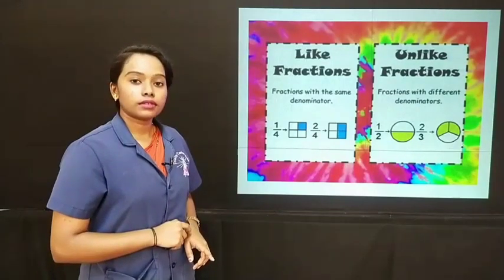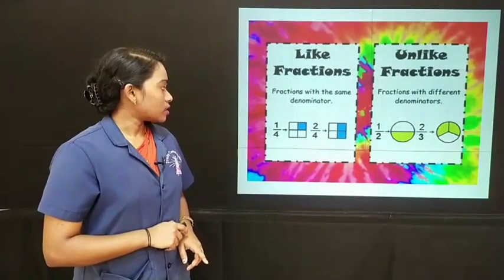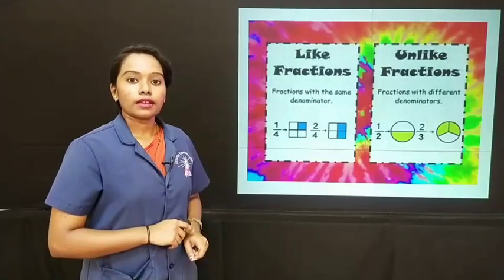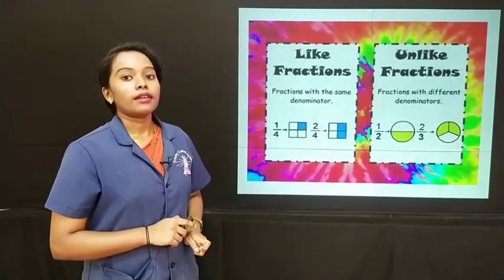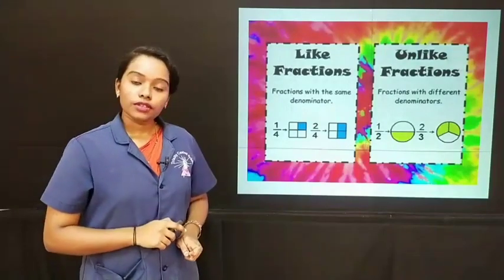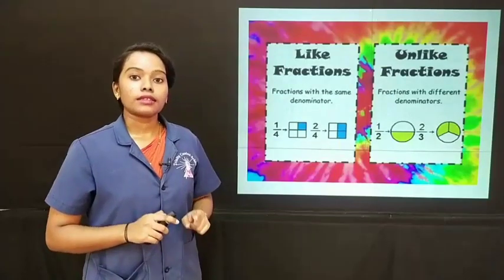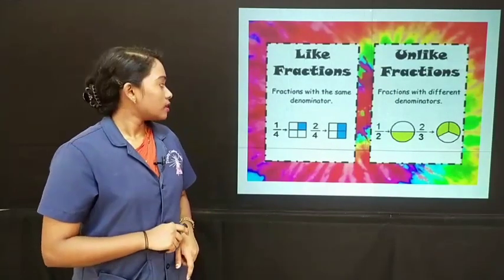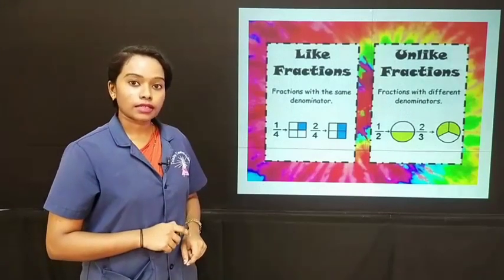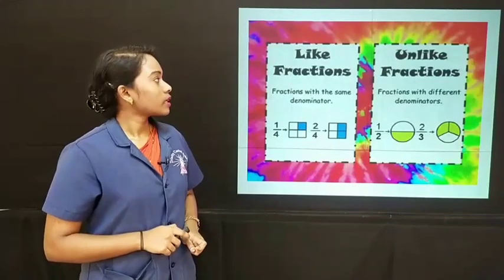Just observe the fractions here. See the denominator 4 and 4. If the denominators are same, then they are like fractions. Like fractions are the fractions where denominators are same. See, 1 by 4, 2 by 4. Their denominators are same, hence they are like fractions.